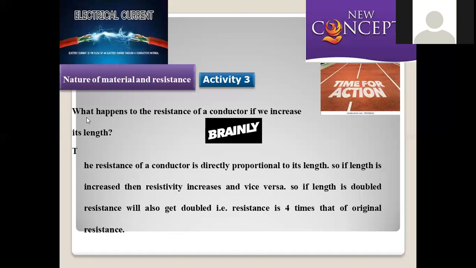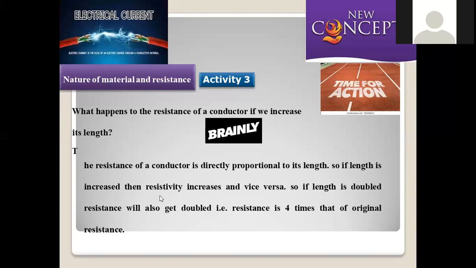From this, we have one question. What happens to the resistance of a conductor if we increase the length of the material? If the length increases, what is the variation in its resistance? The answer was collected from the platform called Brainly. Thank you very much for the valuable information. The resistance of a conductor is directly proportional to its length. As the length of the material increases, its resistance also increases proportionally. If length is increased, then resistance increases, and vice versa.